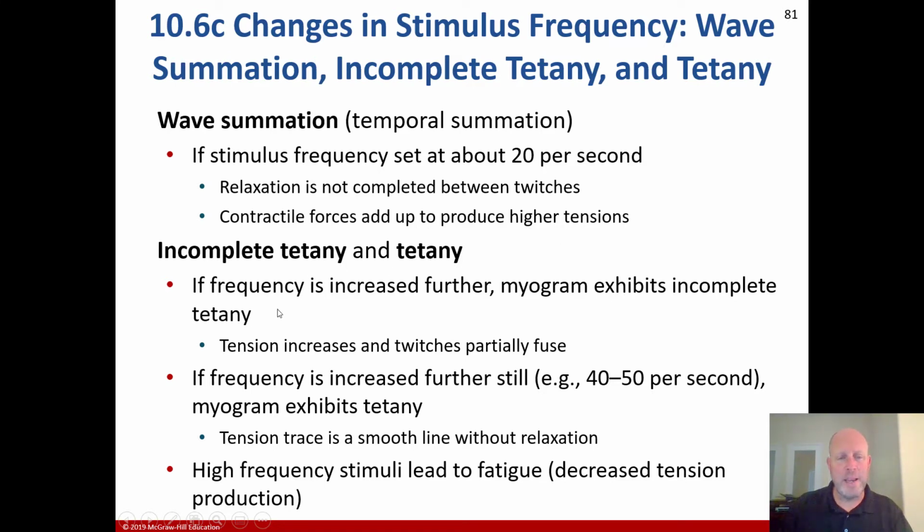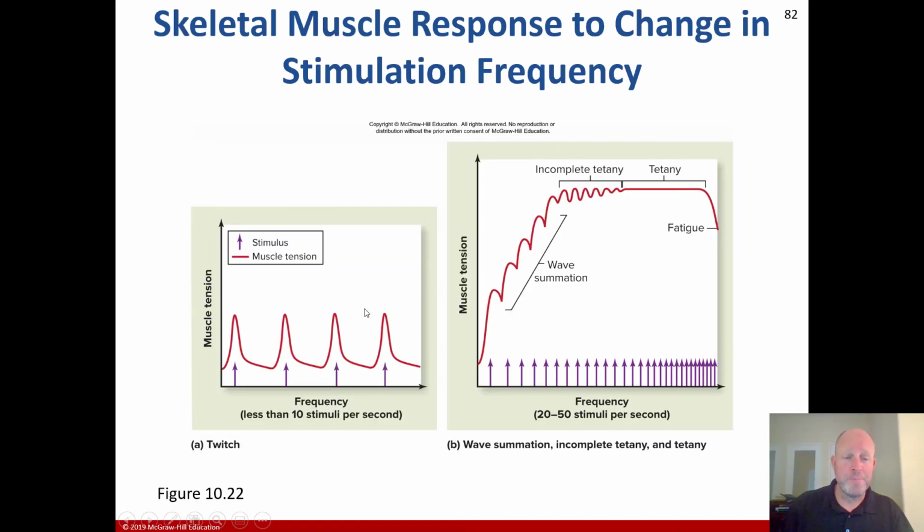Incomplete tetany and tetany: if the frequency is increased further, the myogram exhibits incomplete tetany. The tetany increases and twitches partially fuse. If the frequency is increased further still, like 40-50 per second, the myogram exhibits tetany. The tension traces a smooth line without relaxation, and high frequency stimuli lead to fatigue. Obviously, if you keep increasing that way, there comes a point where the muscle becomes fatigued with decreased tension production, just like in real life, right?